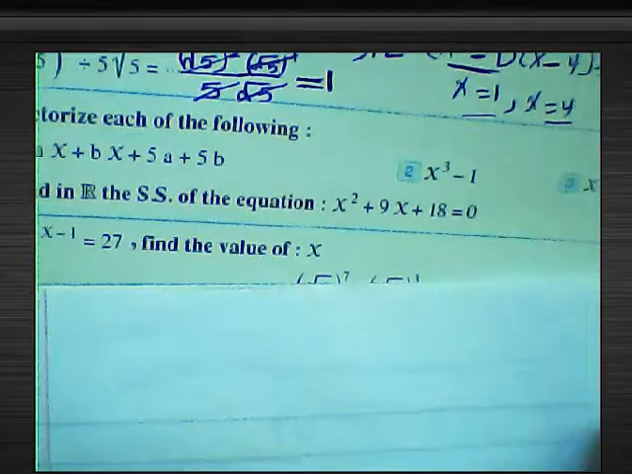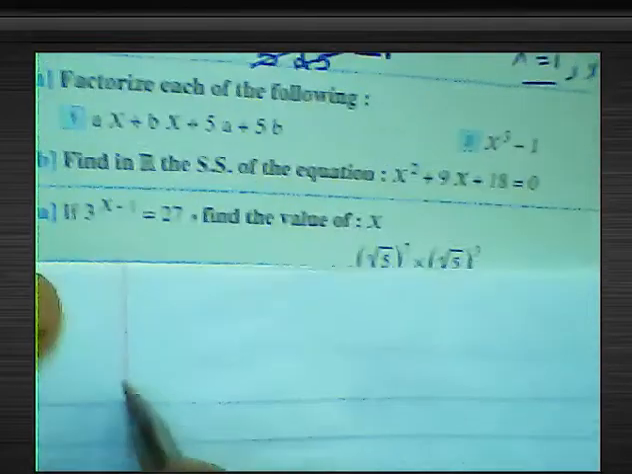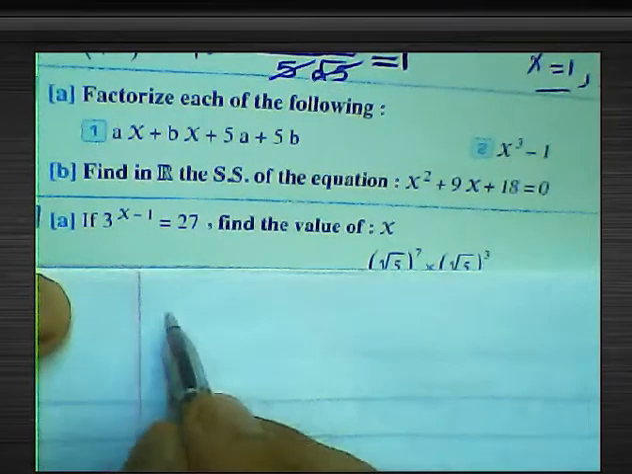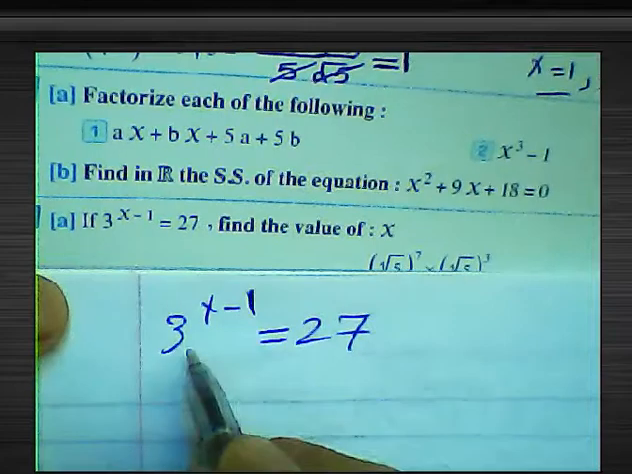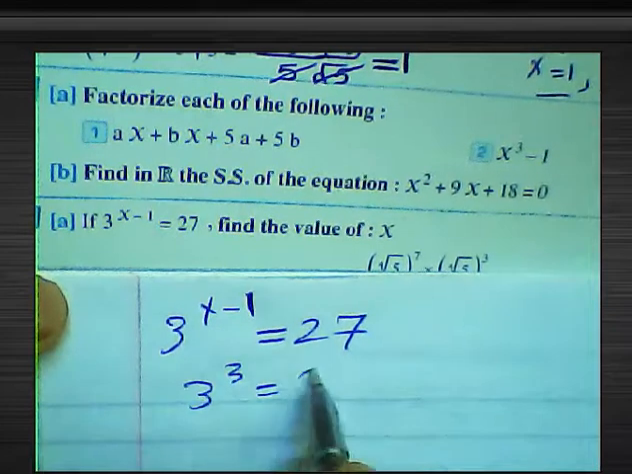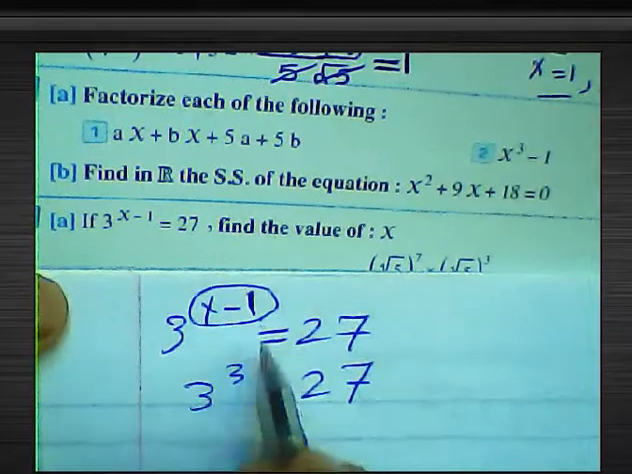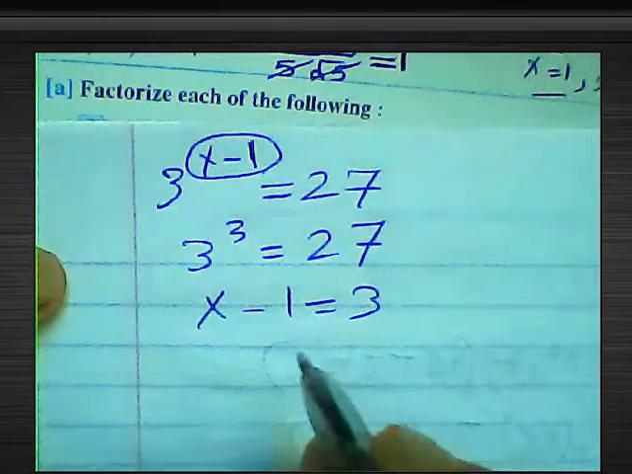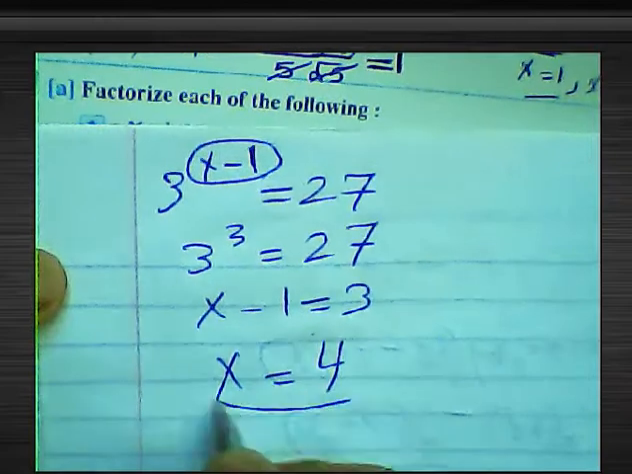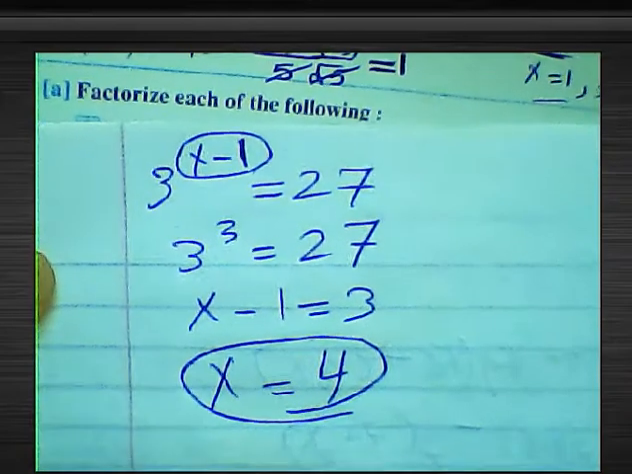Question number 4. If 3 power x minus 1 equal 27, then x equal what? We know 3 power 3 equal 27. So x subtract 1 will be equal 3. Then x equal 3 plus 1 equal 4. x will be 4.